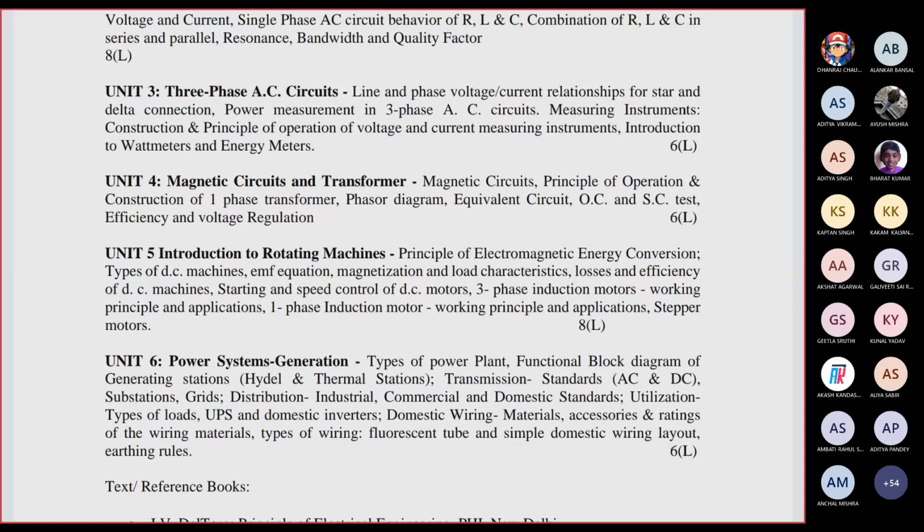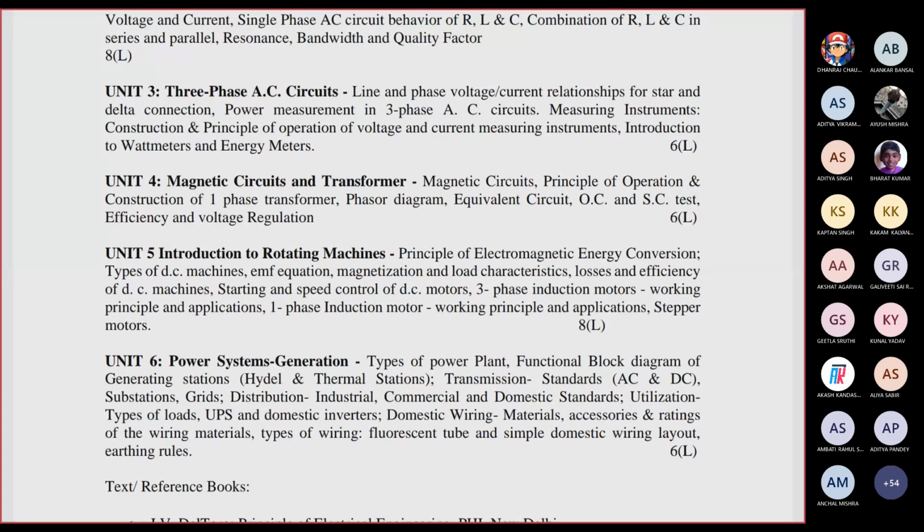Again, for three-phase induction motors also only the working principle and its application, how it starts, that is, what is the working principle, how rotating magnetic fields are developed in case of three-phase induction motors. Again, for single-phase induction motor, working principle and applications, whether it is similar to three-phase induction motor or it is different from the three-phase induction motor. What are the different applications of each motor?